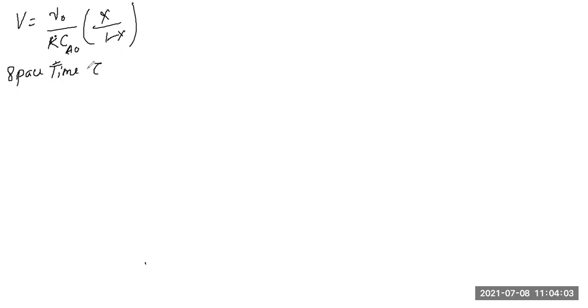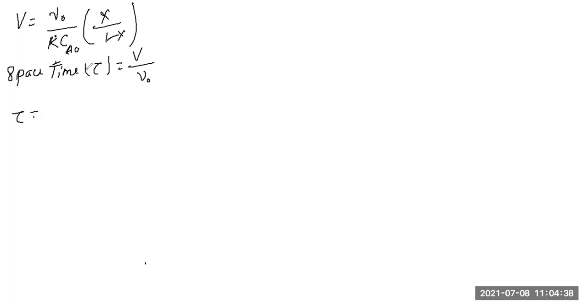Space-time, represented by the Greek letter tau, is the volume of the reactor divided by the volumetric flow rate. This is the time taken by the fluid to completely enter the reactor, and it is one of the performance measurement parameters of flow reactors. So now we will find tau.